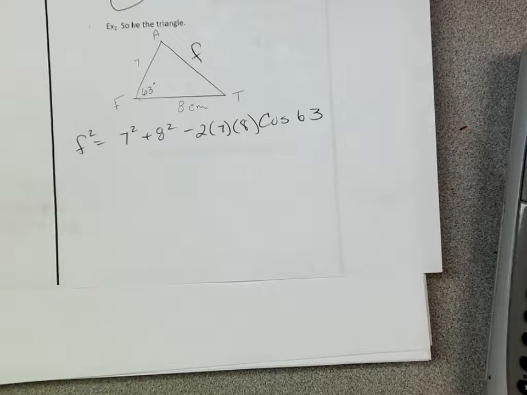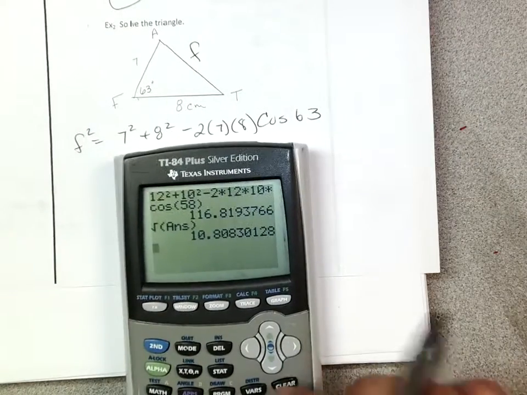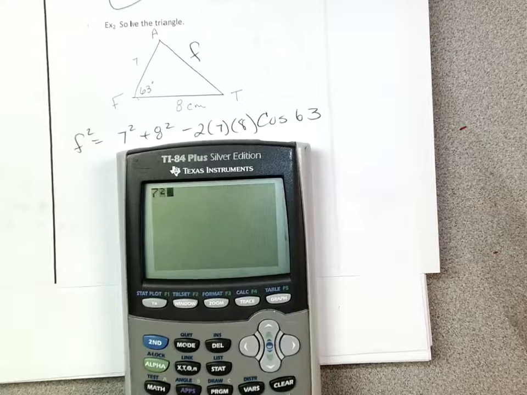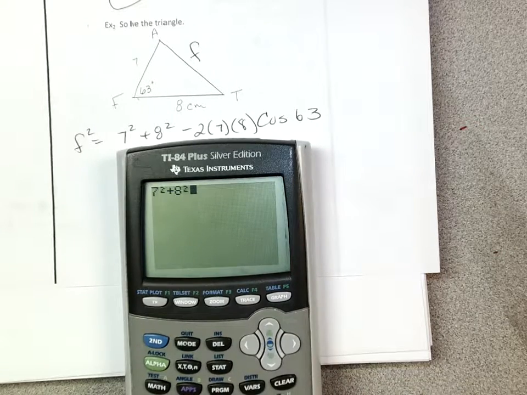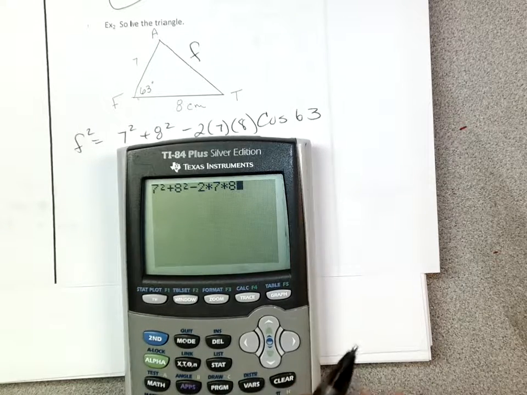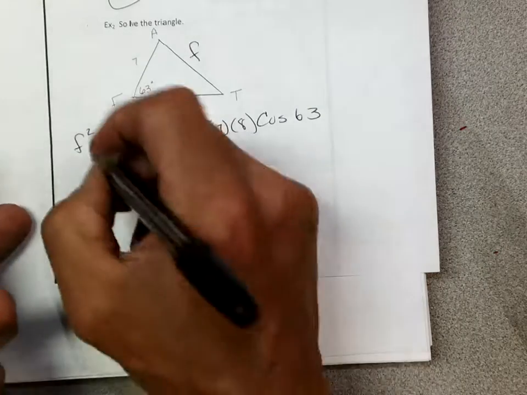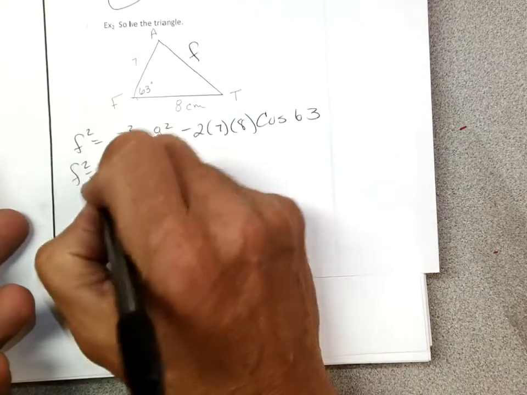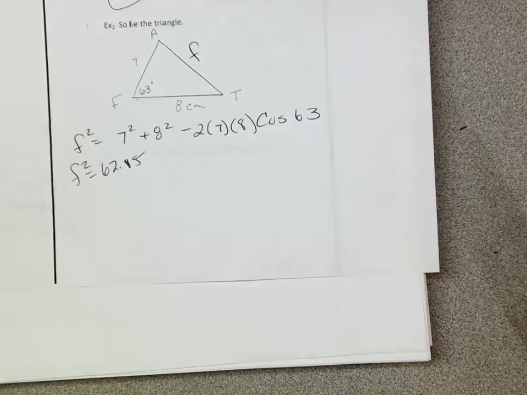I'm going to put that in my calculator and get an answer. I'm going to go 7 squared plus 8 squared minus 2 times 7 times 8 times the cosine of 63. I got about 62, but that's f squared, right? And then I'm going to take the square root of that.